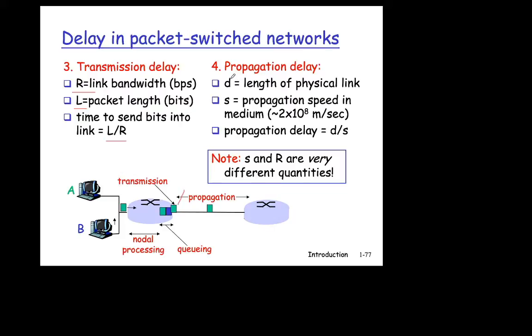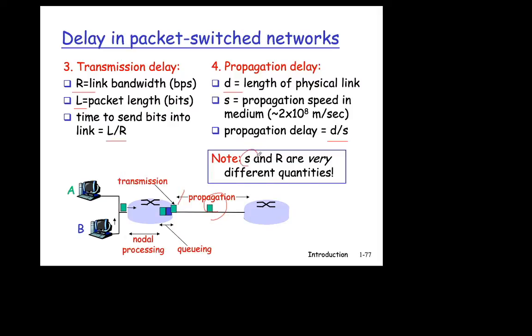Final component, propagation delay. Provided the length of the physical link D and the propagation speed S of signals traveling the physical link, we know that the propagation delay is D divided by S. So essentially, the time for the packet to traverse the physical link.